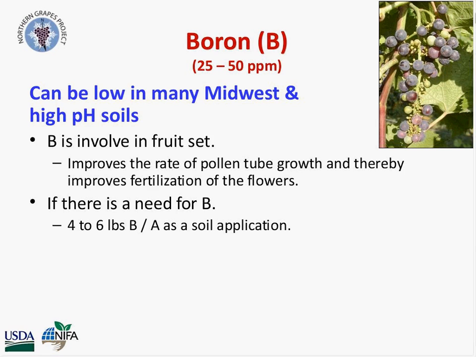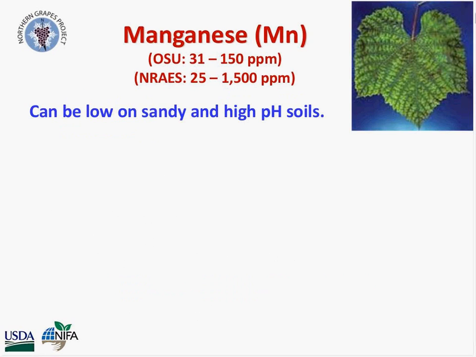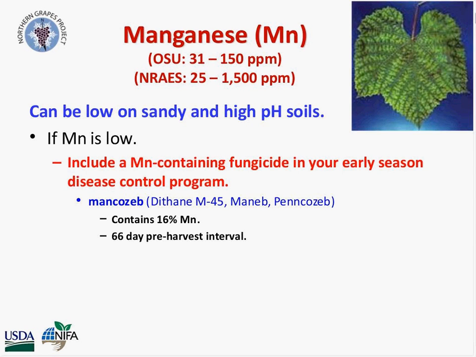Manganese. This one can be low on sandy soils and high pH soils. If it is, include manganese containing fungicides in your early season disease control program. Of course, Manzate contains 16% manganese, and with that, you have to be aware of the pre-harvest interval with it. Otherwise, apply chelated forms of manganese as a foliar application. And it can be excessive on low pH soils, and here, apply lime to raise the pH.